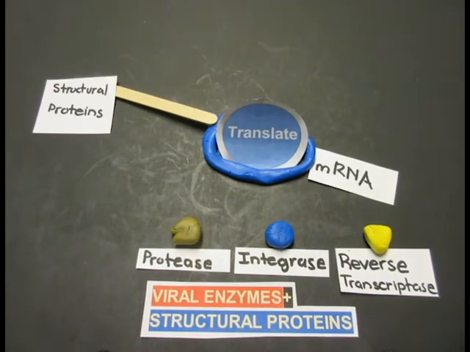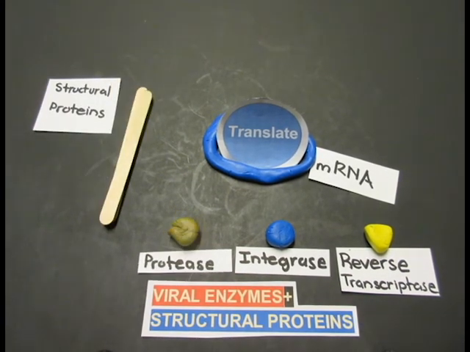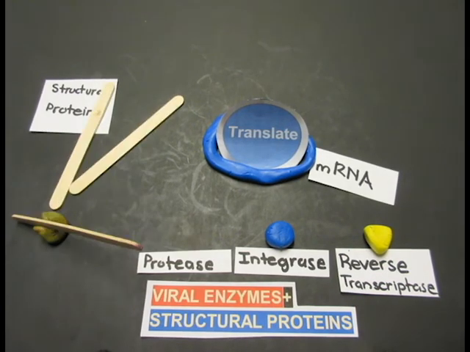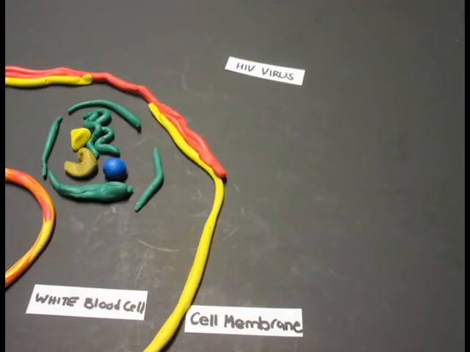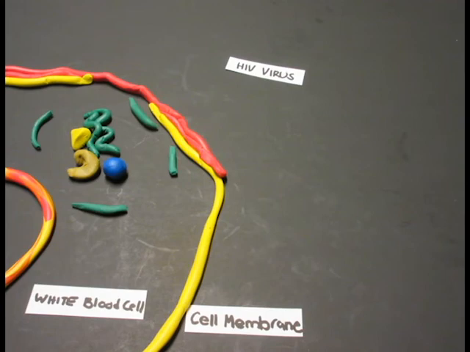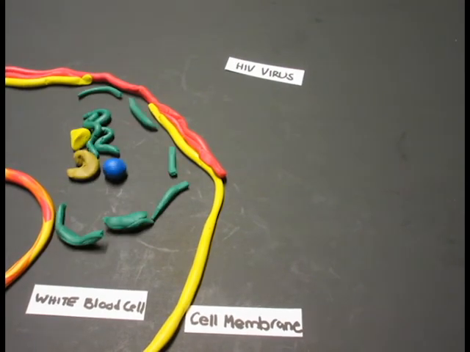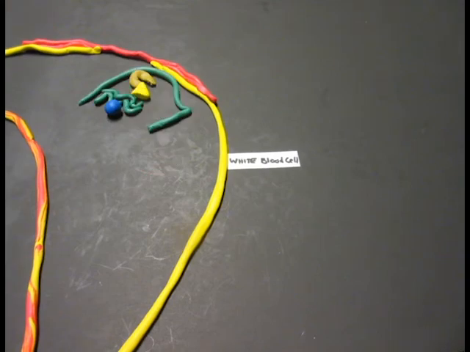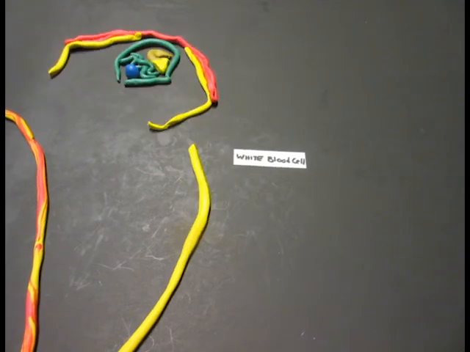Some of the structural proteins translated from mRNA are cleaved by the enzyme protease. The structural proteins surround the newly made enzymes and the viral enzymes to form a capsid. The virion is then released by budding.